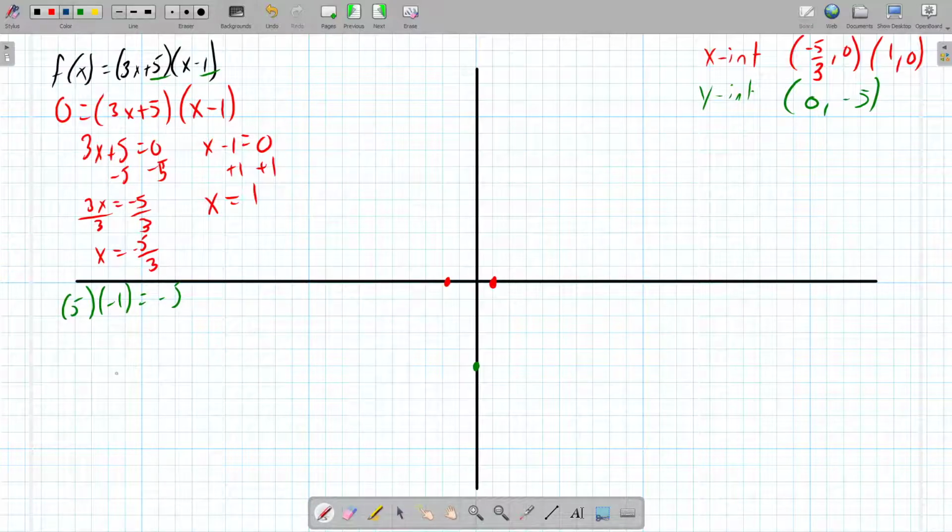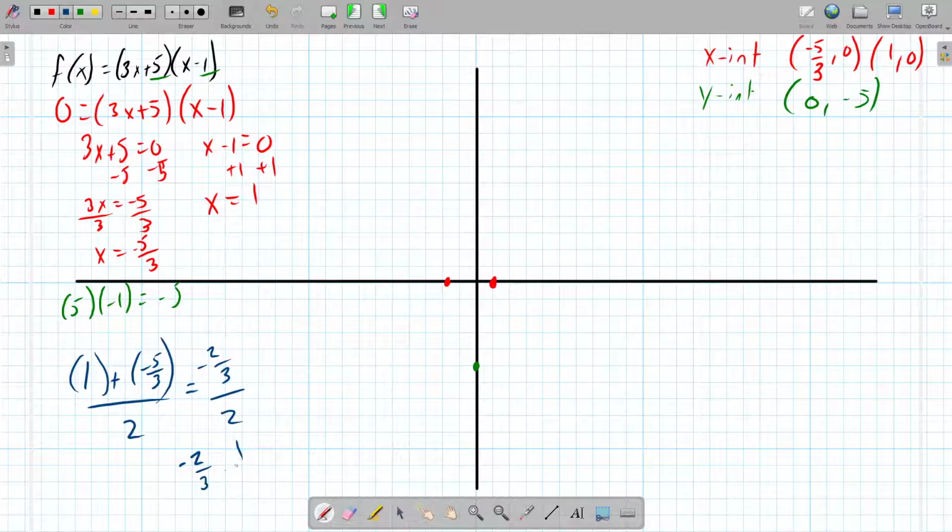Now the vertex. So to find the vertex, we take the x value of both x-intercepts, 1 and negative 5/3, and we are going to add them together. And then divide by 2. So 1 plus negative 5/3 is going to give me negative 2/3. And dividing this by 2, dividing a fraction by 2 is the same thing as taking the fraction and multiplying it by 1/2. So we end up with negative 2 over 6, or negative 1/3.